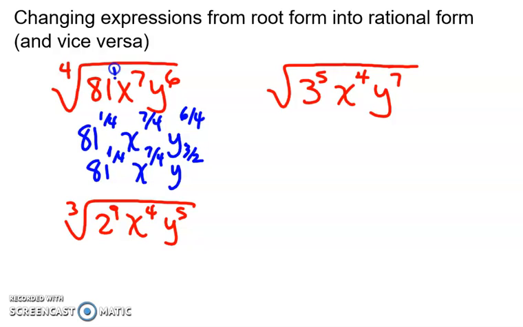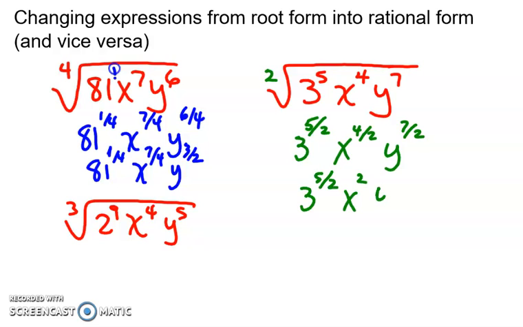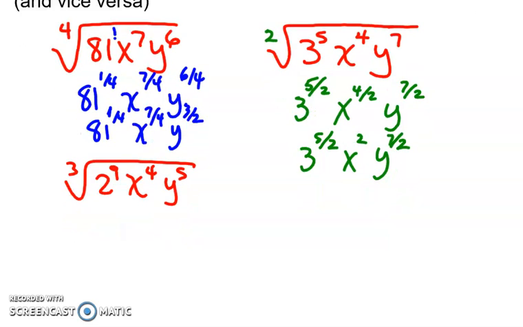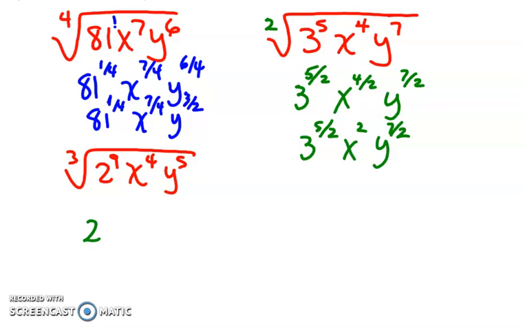The next one, going to the right, the number out here is not given, so it's a 2. It's always implied to be 2. So this would be 3 to the 5/2, x to the 4/2, and y to the 7/2. And the exponent on the x, we can simplify it to simply 2. And then the last one of this set, you're going to have 2 to the 9/3, x to the 4/3, and y to the 5/3. And again, the exponent on the 2, we can simplify that to 3.